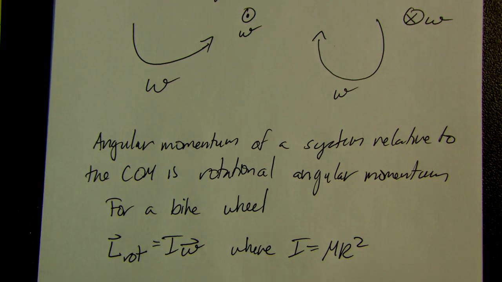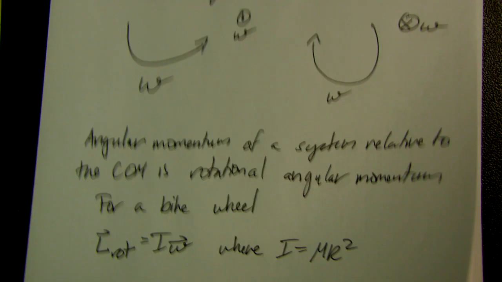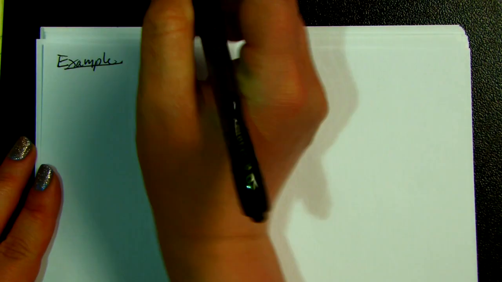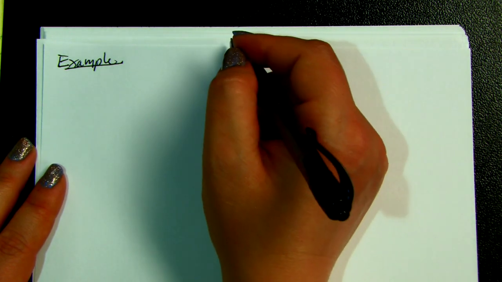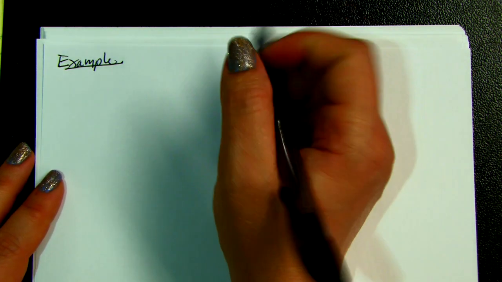Okay, so let's do an example. We're going to use a fat tire bike wheel. Ugh, that is a bike I do not have, and I so want one. Surly ice cream truck fat bike.